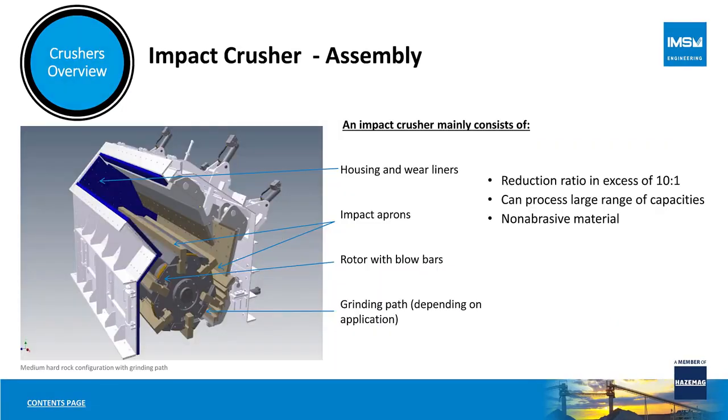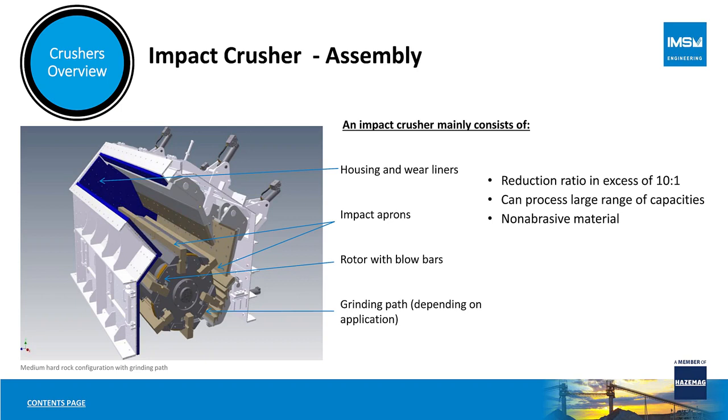Impact crushers, as the name implies, make use of impact when crushing feed material. An impact crusher is simplistically made up of a housing, which has wear liners, impact aprons, and a rotor with blow bars. The advantage of an impact crusher is that it can operate at extremely high reduction ratios, and the range of impactors is from really small machines with low capacities to really large primary impactors that can accept huge feed sizes and produce small fine particles in one pass.